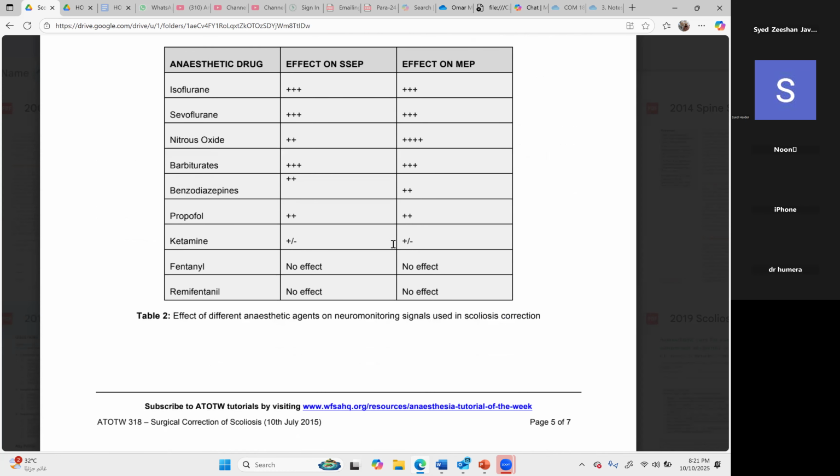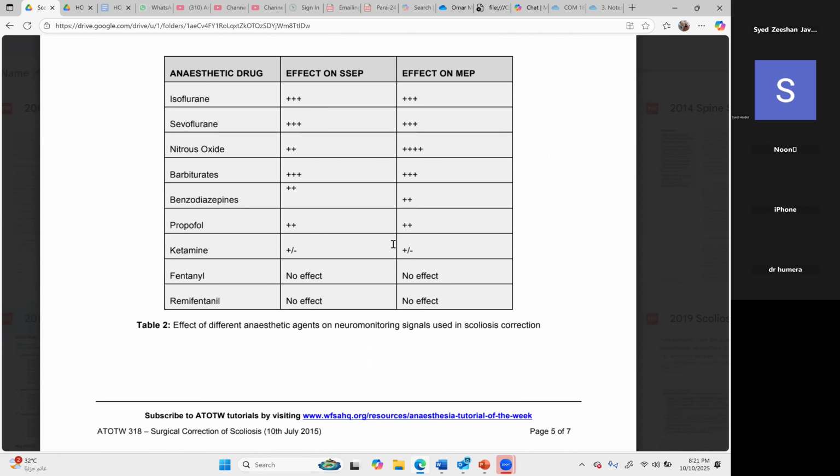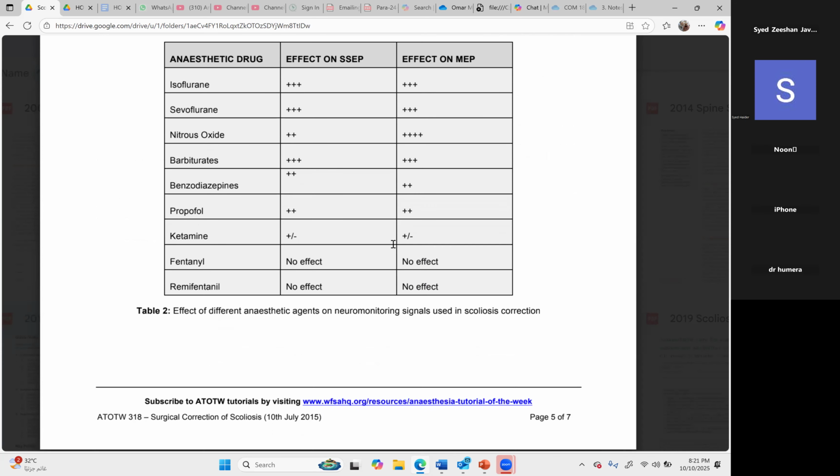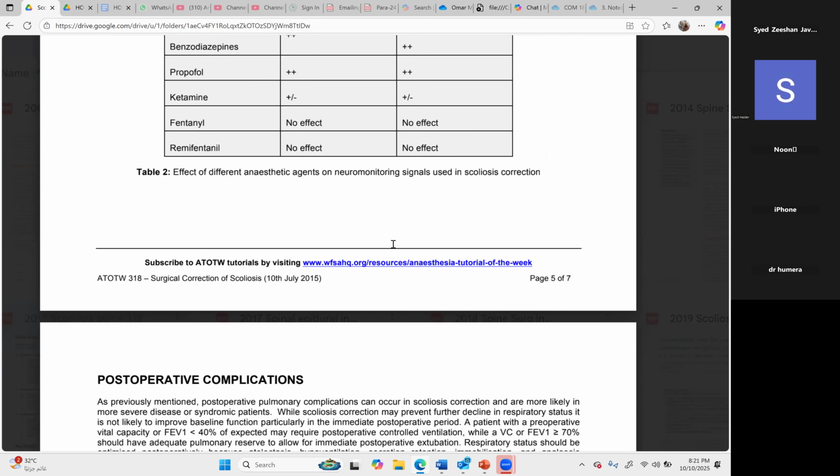Okay, so they can ask you about different drugs' effects on somatosensory and motor evoked potentials. You can see nitrous oxide also has effects. Benzodiazepine has less effect, propofol less effect. Anyway, fentanyl and remifentanil have no effect.